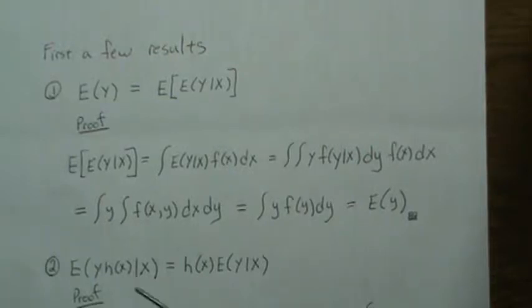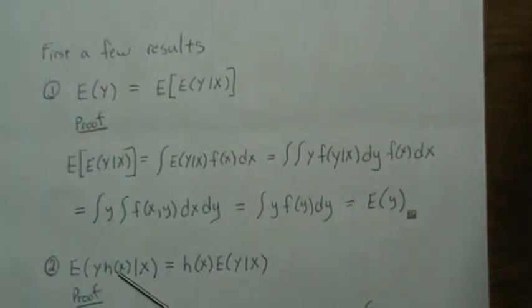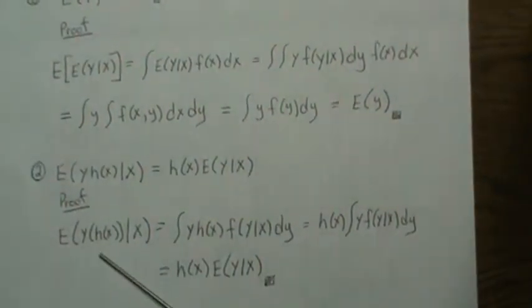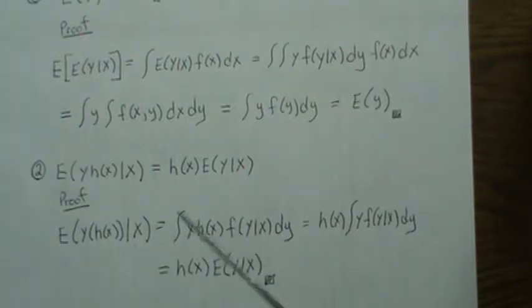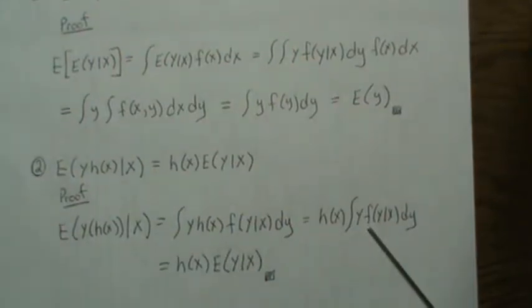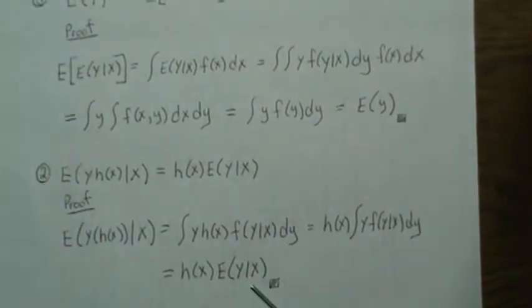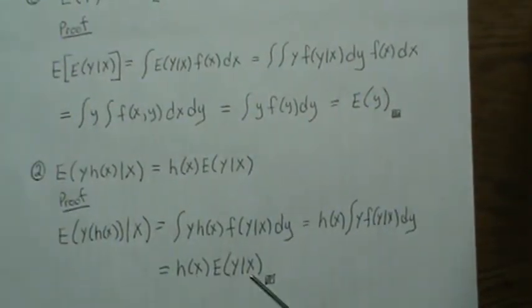So the next expression is the expected value of y times a function of x, given x, is h of x, or that function of x, times the expected value of y given x. And it sort of makes sense, because if you're given x, this is a constant, so you just take it outside the integral sign. And then a quick proof of that is we look at this expected value. By definition, it equals this, but that is a constant with respect to the y world, so you take it outside the integral. Well, this is just the expected value of y given x, and that's what we wanted to show.